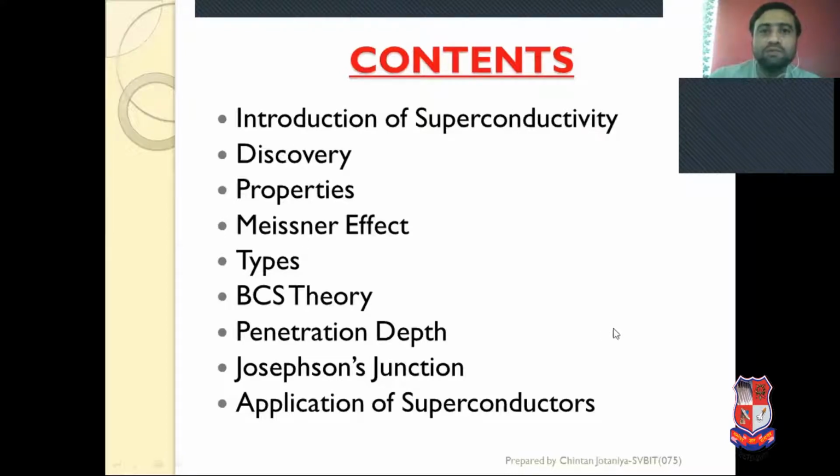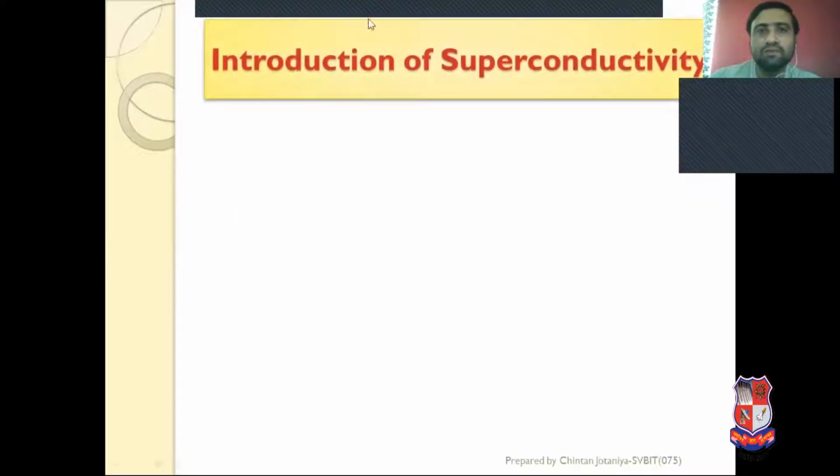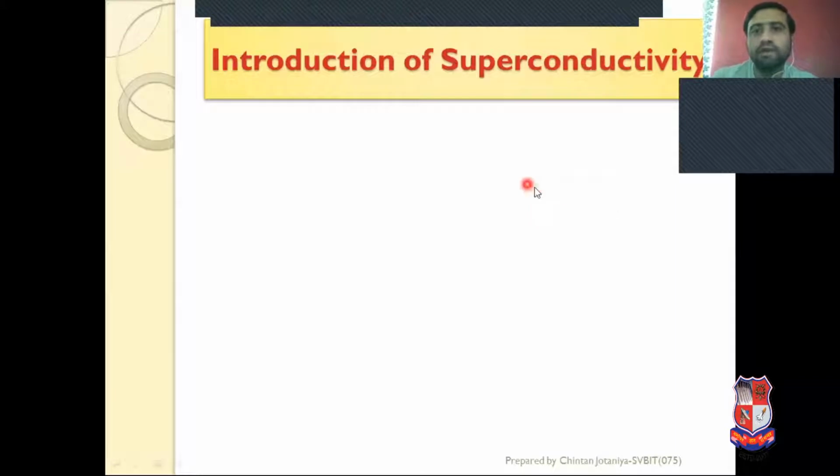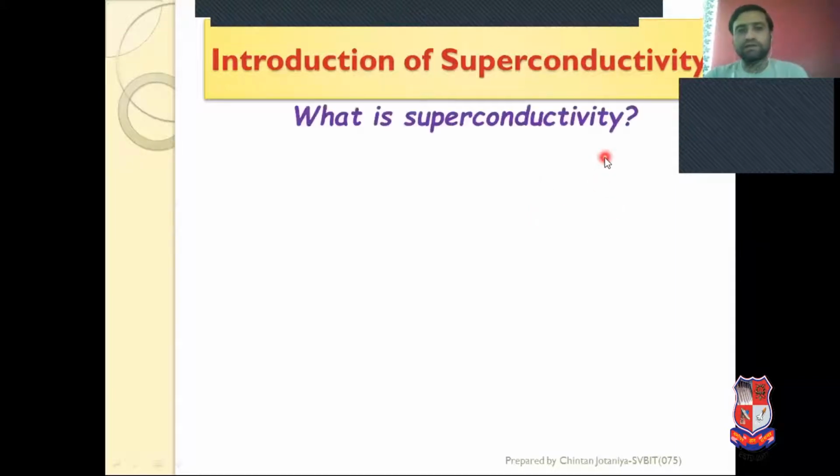First we will go for the introduction part, how superconductivity has been discovered, and that we will learn. But before that, you should know what actually superconductivity is.